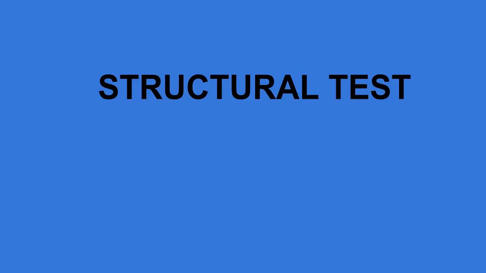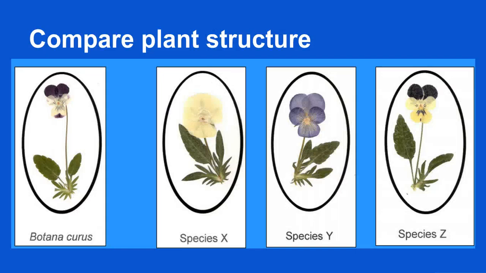Let's start off with our structural test. Now, structural tests, or the plant structure, is the physical plant. It's looking at the plant, placing the other plants that we're comparing side by side, and noting the similarities and things that are not so similar. So let's start off with Botanocurus. Let's look at the features or structure that this plant has.